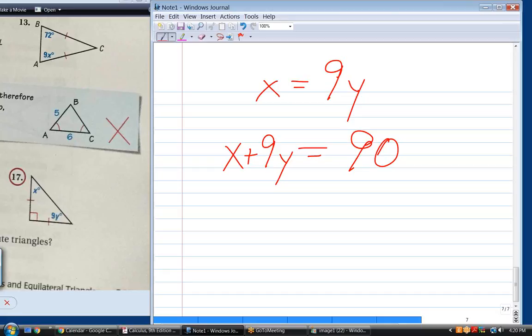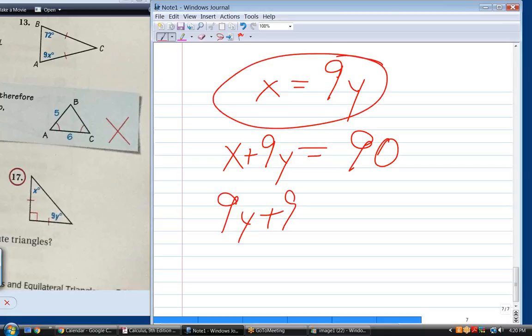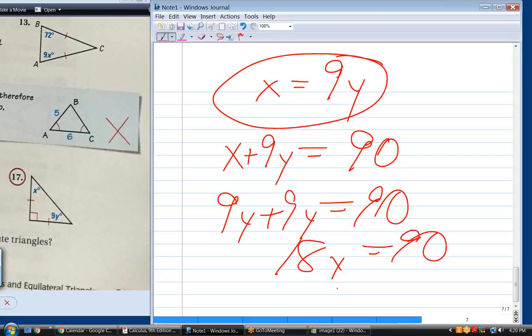Okay? So now, if you just use substitution, and I'm going to substitute that for my x, so I get 9y plus 9y equals 90, 18y equals 90, y equals 5, which makes that angle 45. Since that's the same as that, that's equal 45 also. So x equals 45, y equals 5 is definitely right. I mean, you did it in your head. You did it intuitively, knowing that those had to be equal and they had to be equal to 90 degrees.